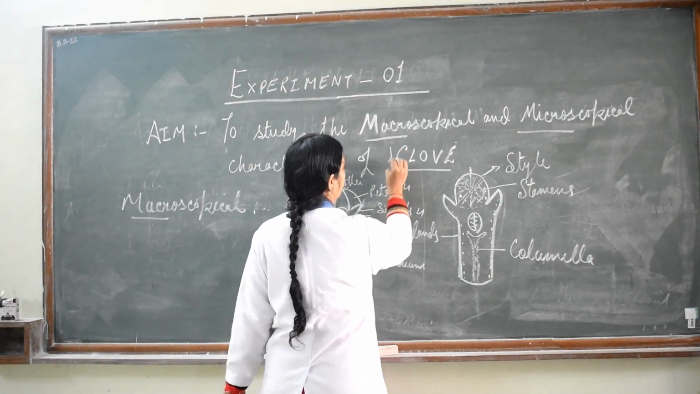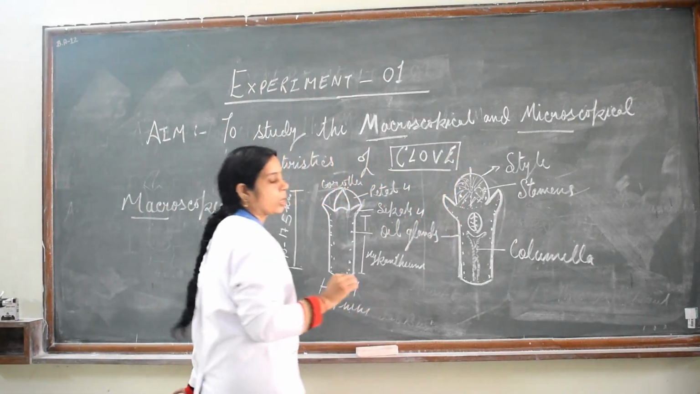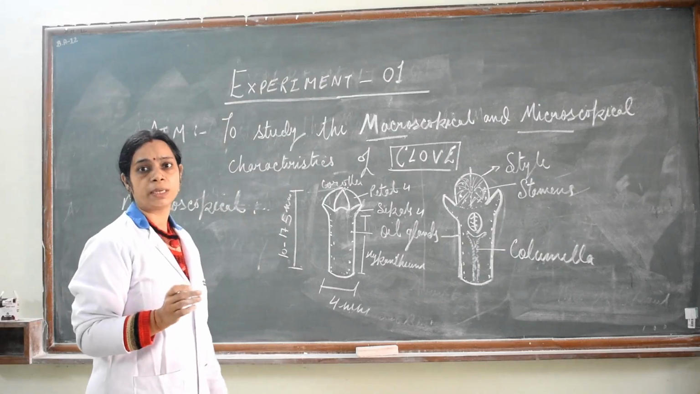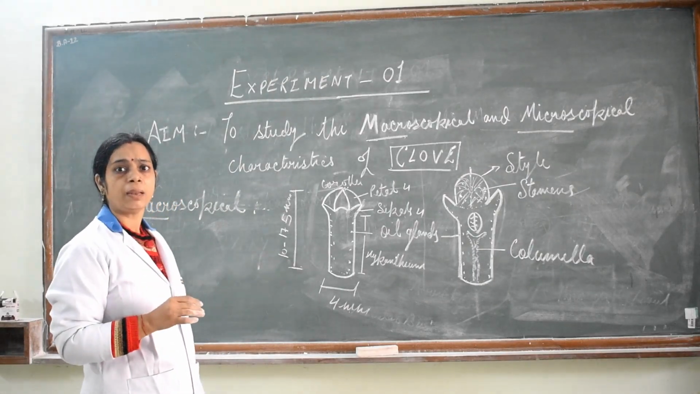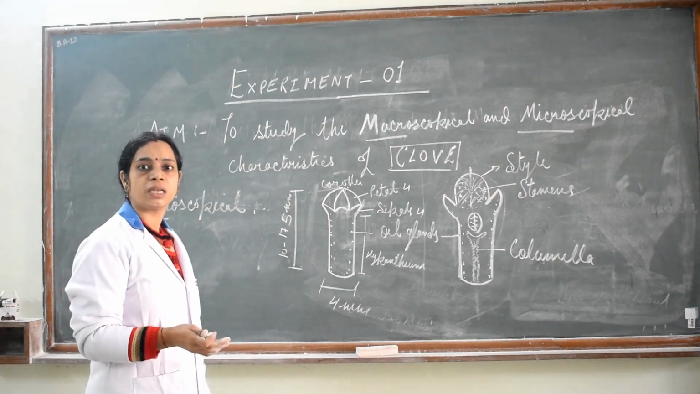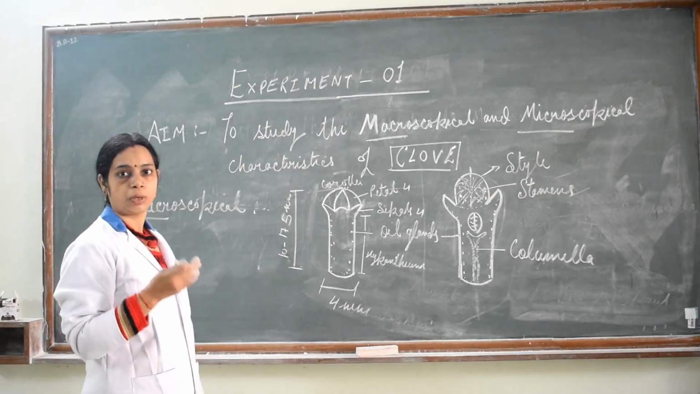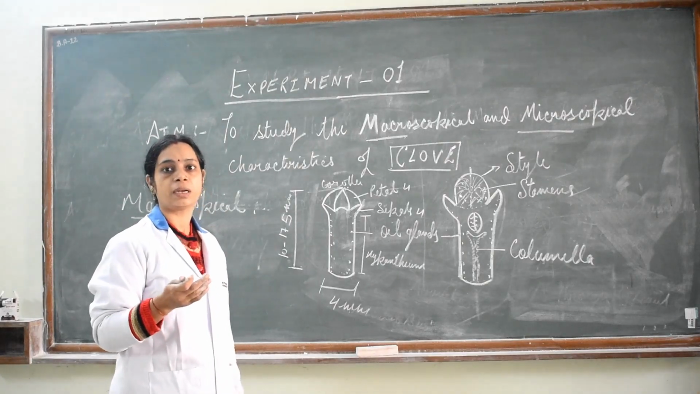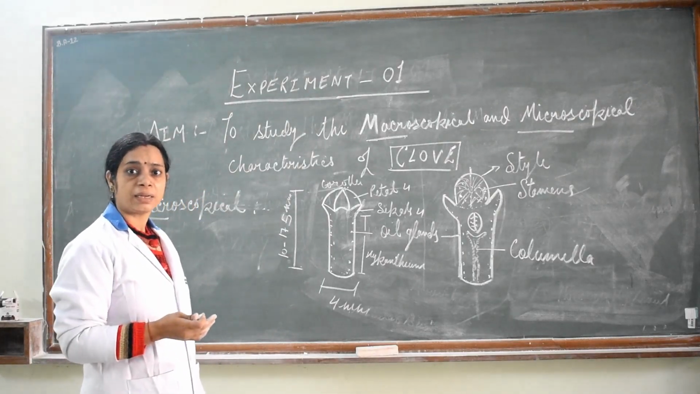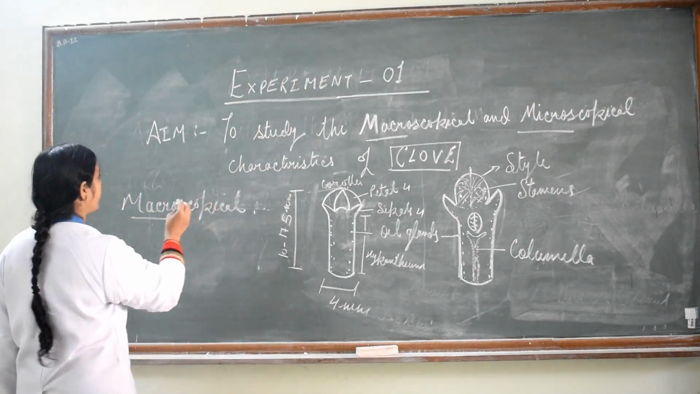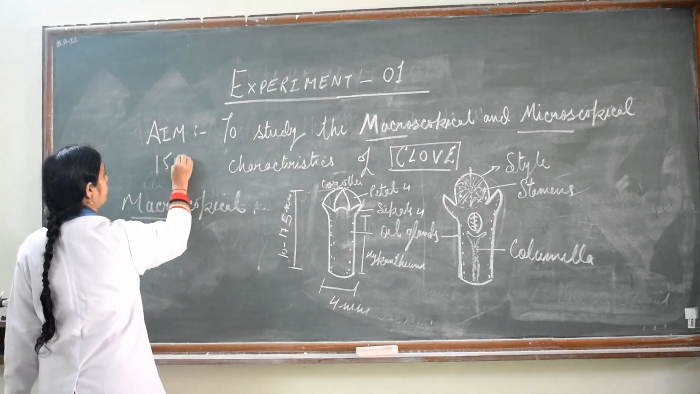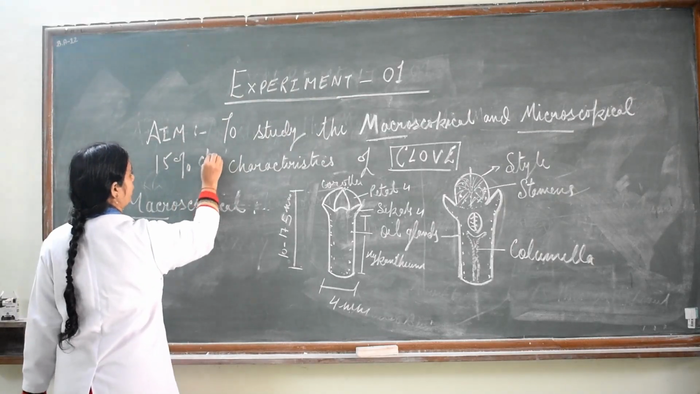So what is clove? Clove is a dried flower bud obtained from the plant Eugenia caryophyllus belonging to the family Myrtaceae. So why should we study the clove? Because clove is medicinally important and it is a good dental analgesic, due to the presence of clove oil. Clove should contain at least 15% of clove oil.